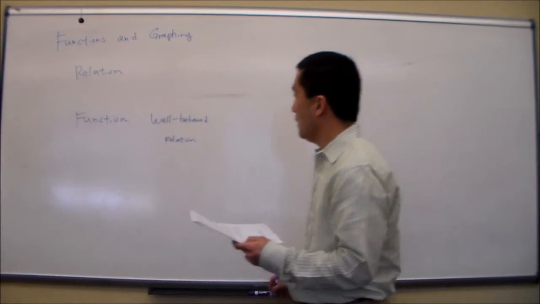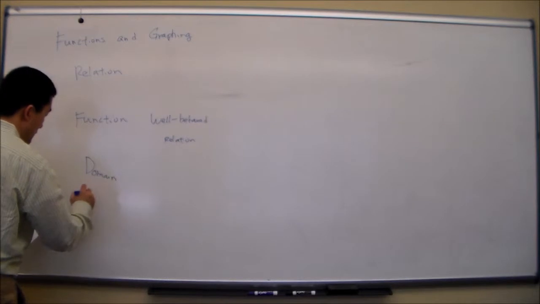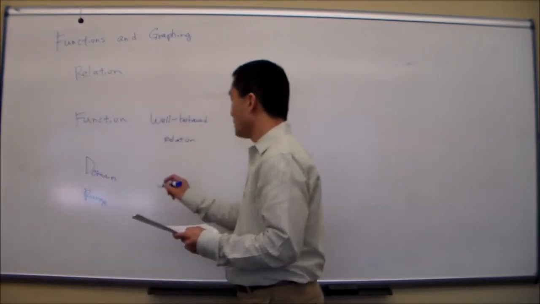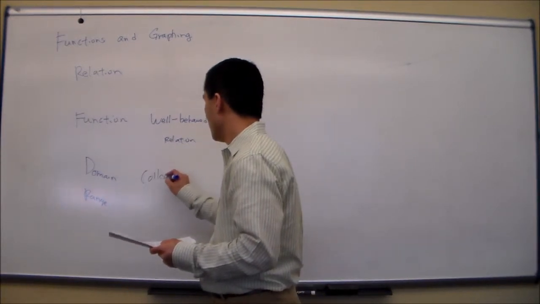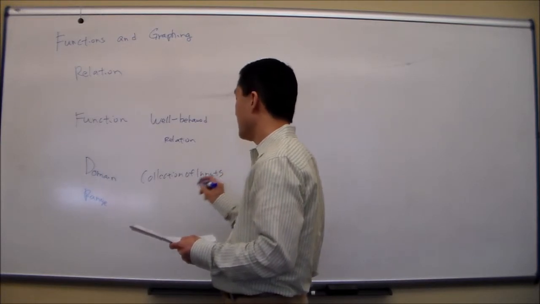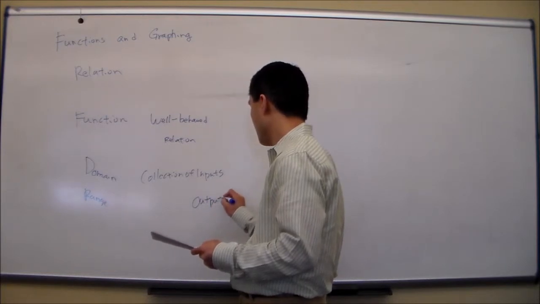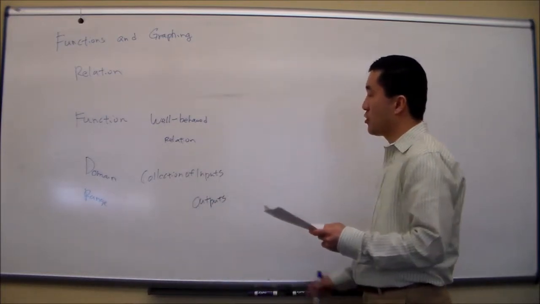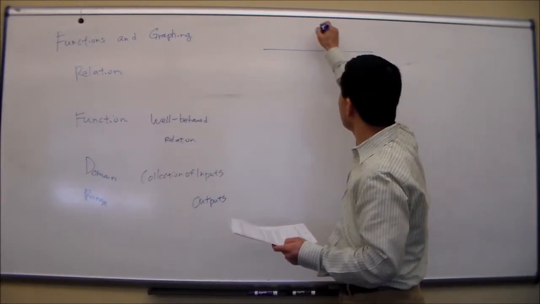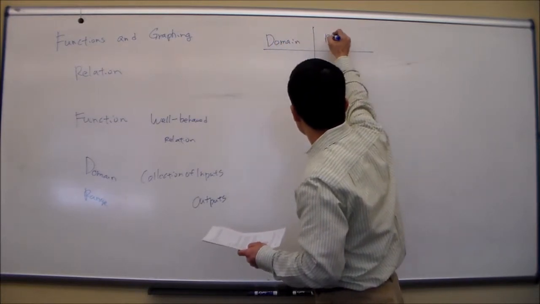So, two more words: the domain, and then the range. The domain is basically the collection of inputs. And then the range is the same thing except it's outputs. And I can show the domain and the range in terms of a table. So let's say domain, range.